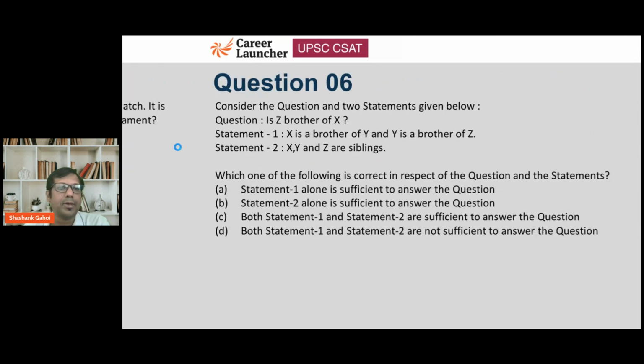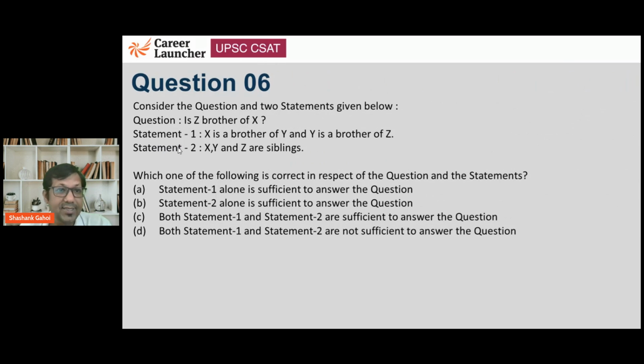Okay. Now let's look at the next question. This question says, is Z a brother of X? Now the first statement says X is a brother of Y. If I look at this very carefully, the question itself is talking about the gender of Z. Z has to be male because Z has to be brother. But it doesn't care about the gender of X. X can be sister of Z, X can be brother of Z. So here what is important is the gender of Z. Z has to be male.